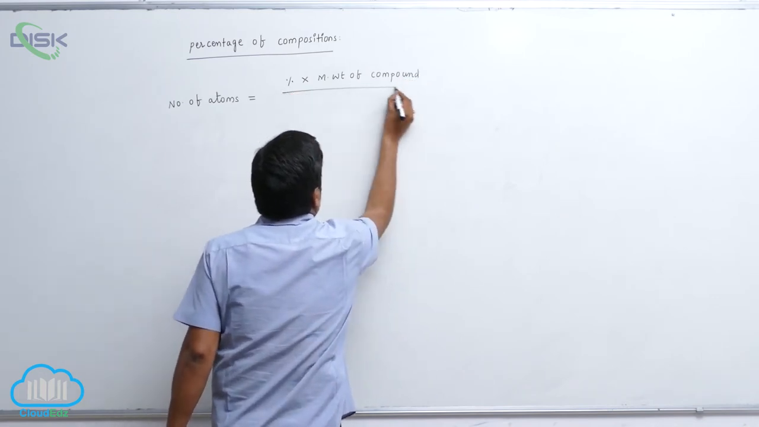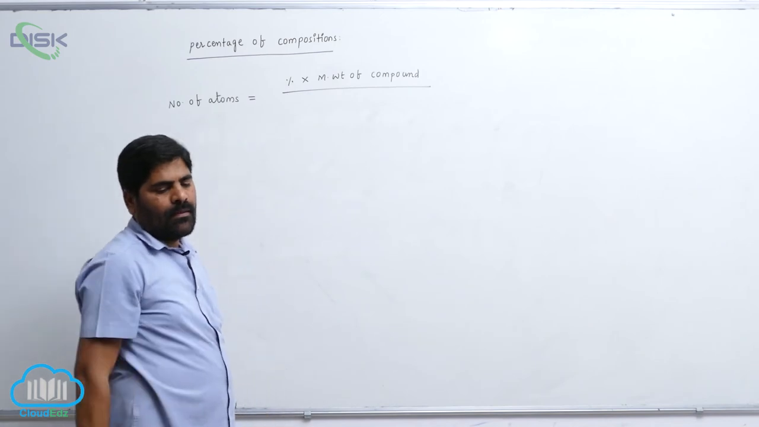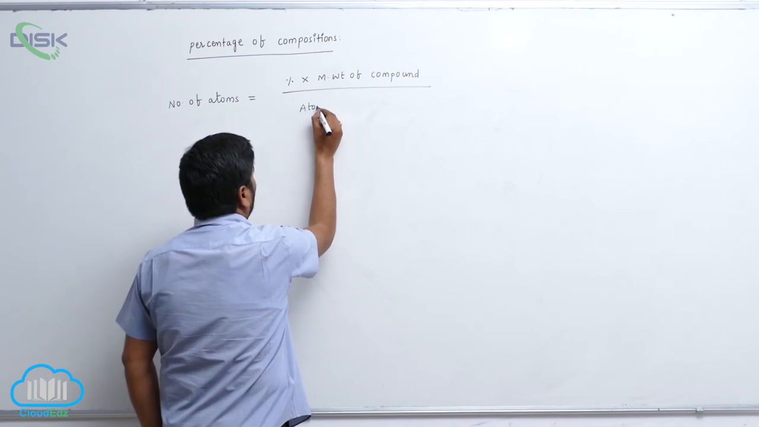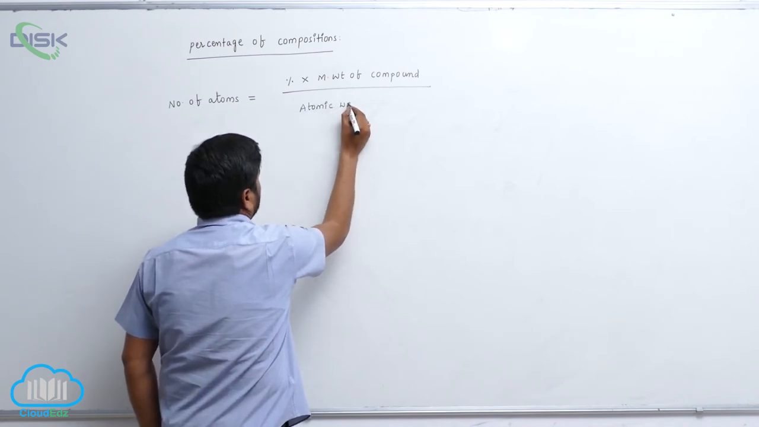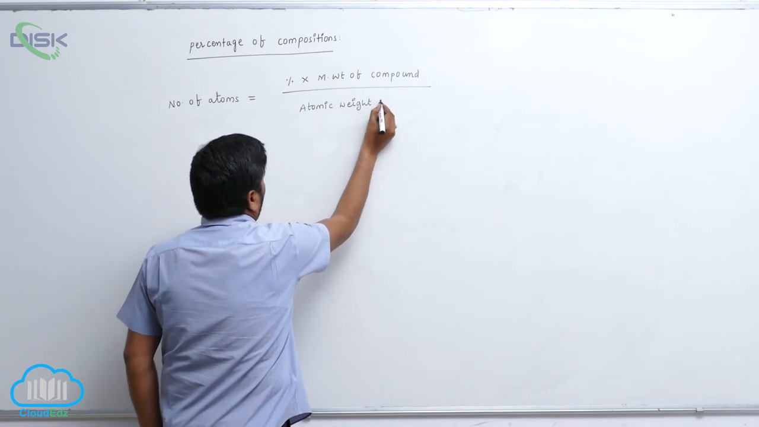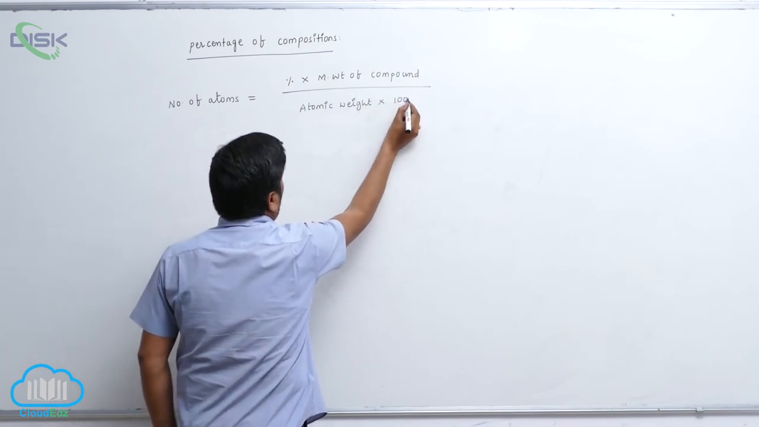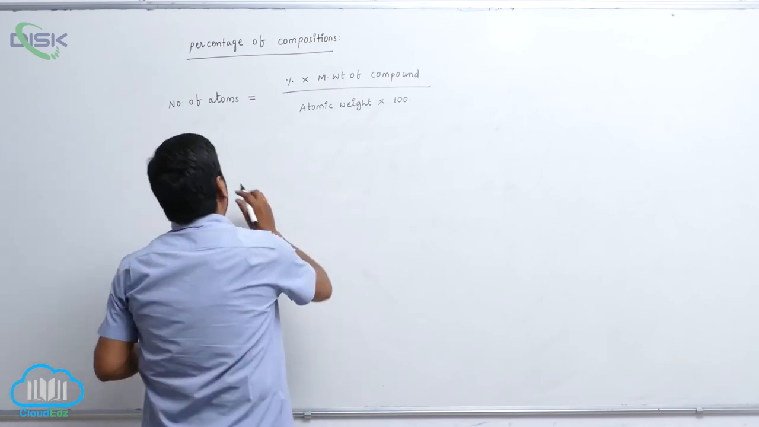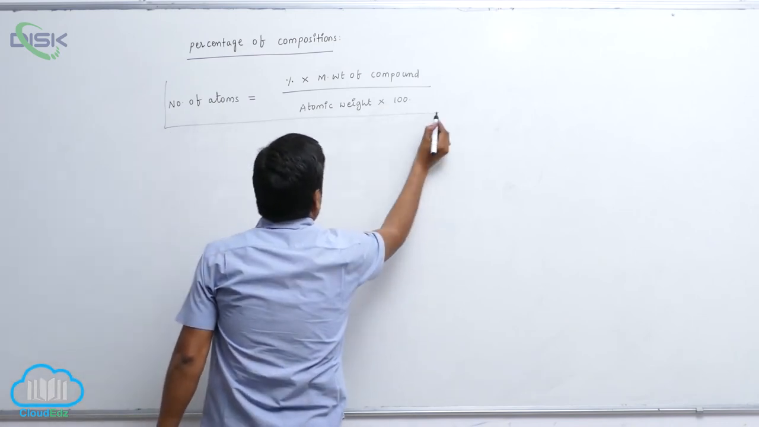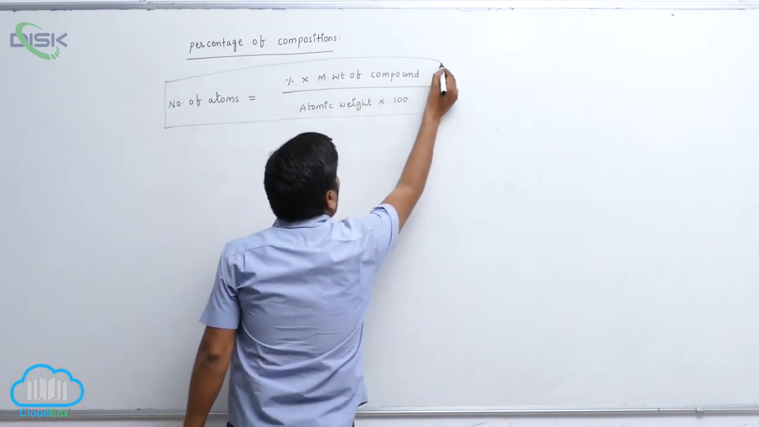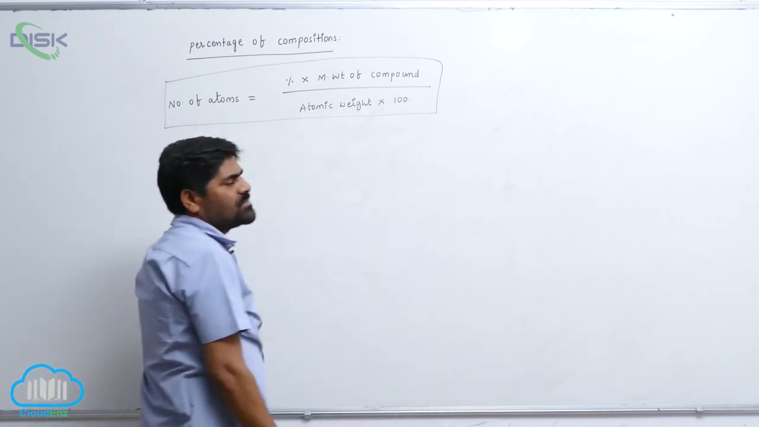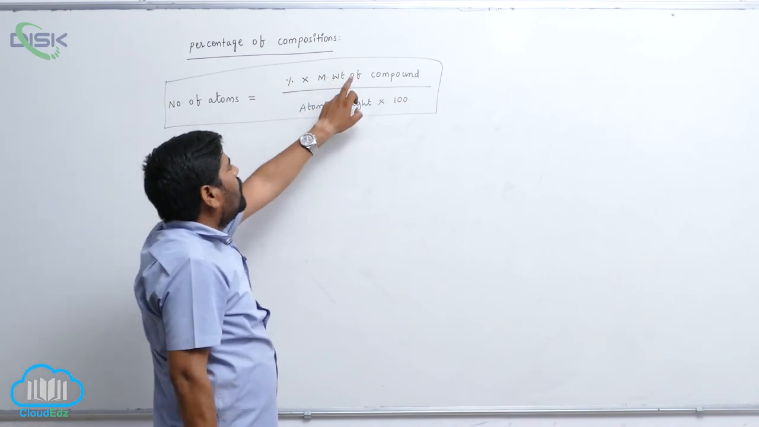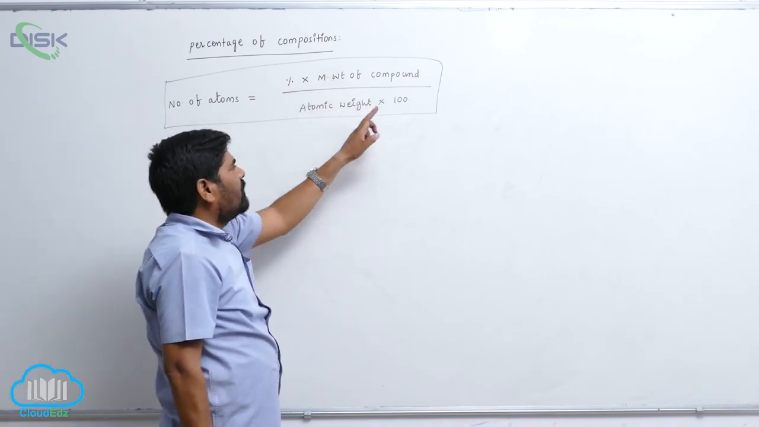Molecular weight of compound by atomic weight into 100. Atomic weight into which one? 100. So by using this particular principle, number of atoms are calculated. Number of atoms equals percentage into molecular weight of compound by atomic weight into 100.